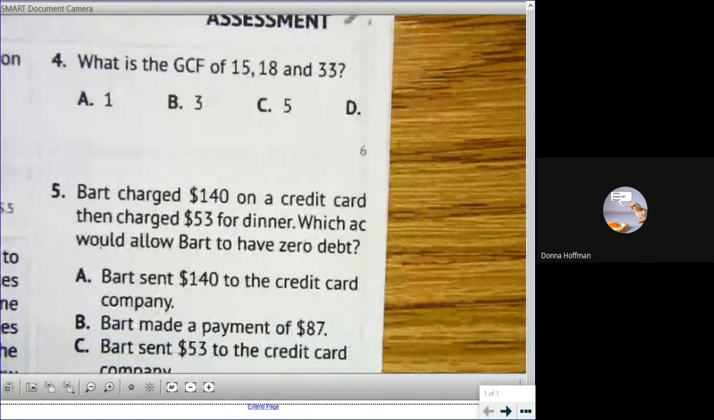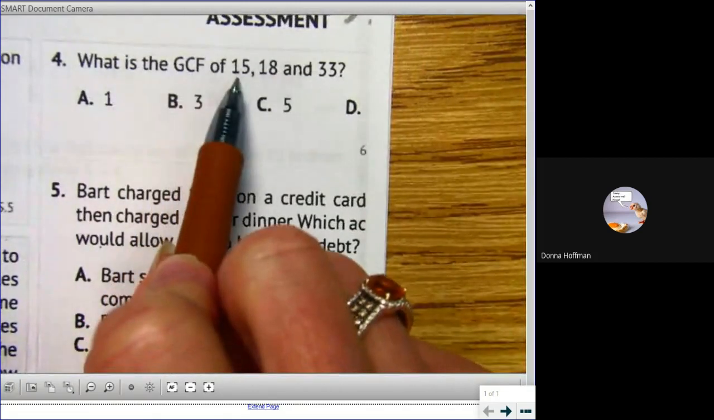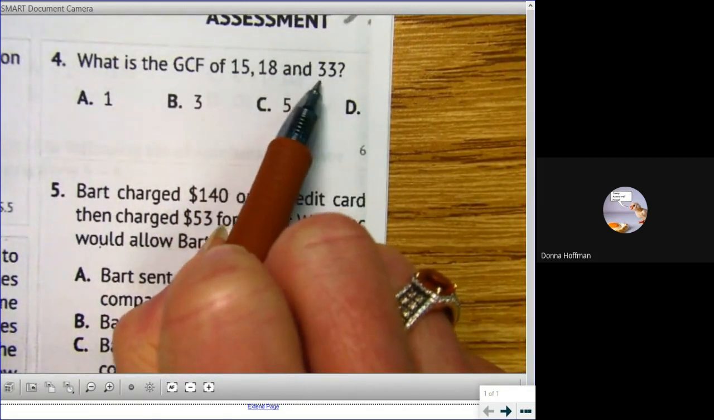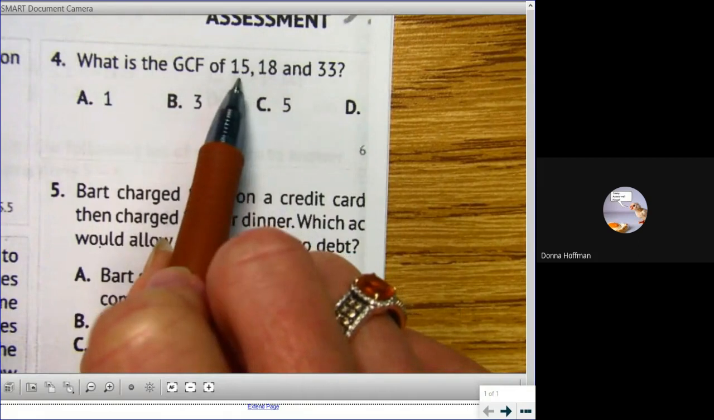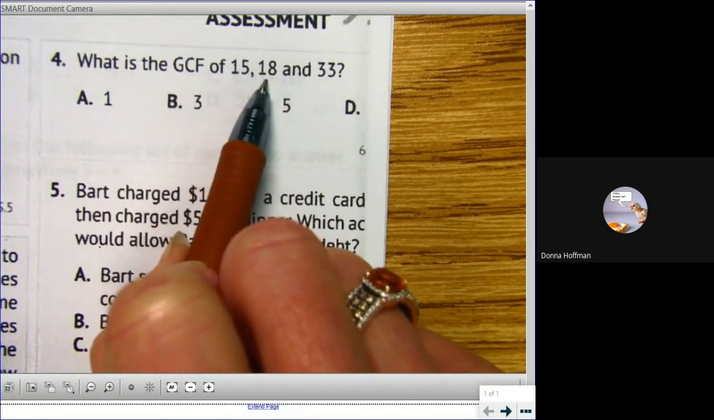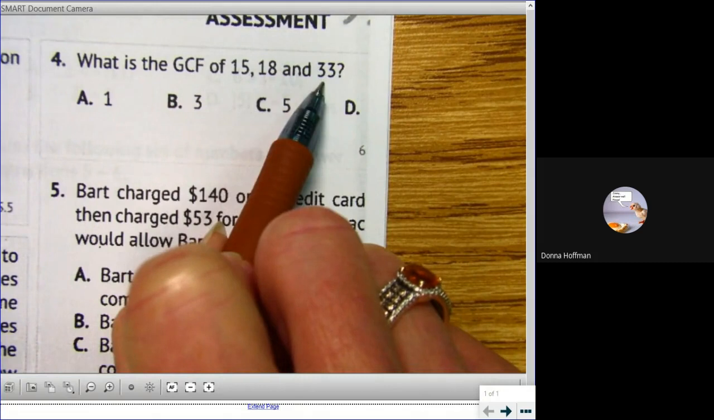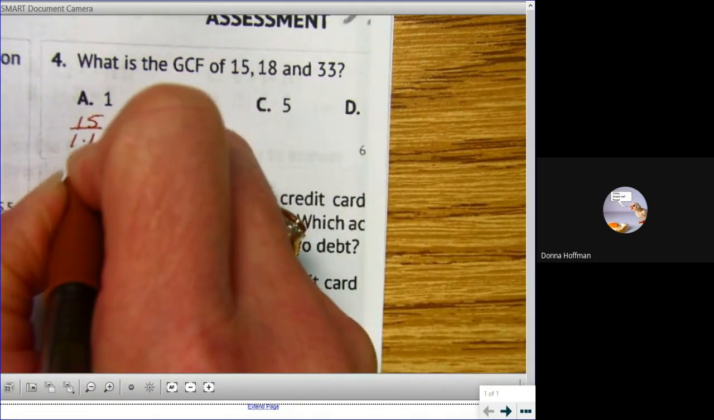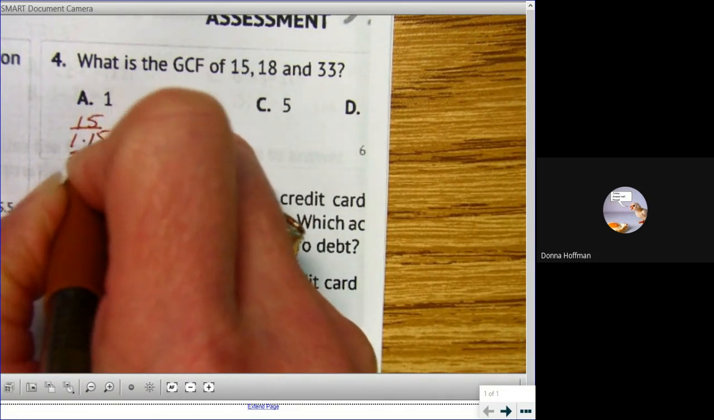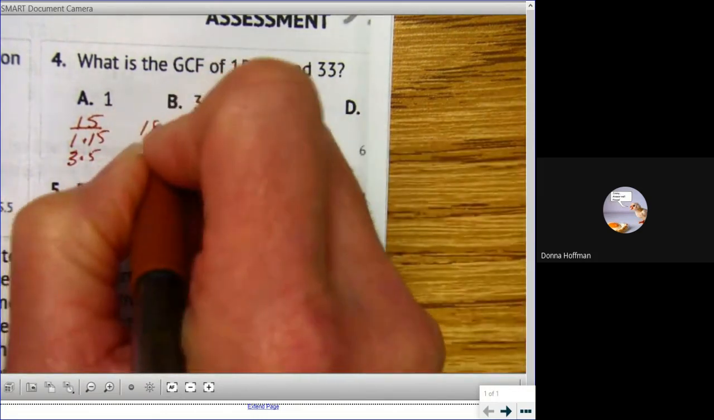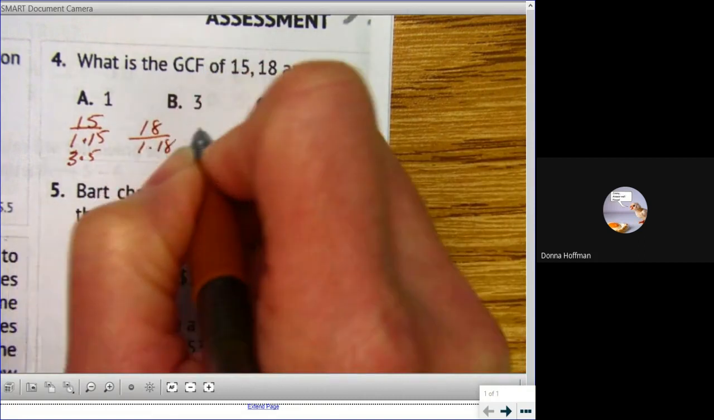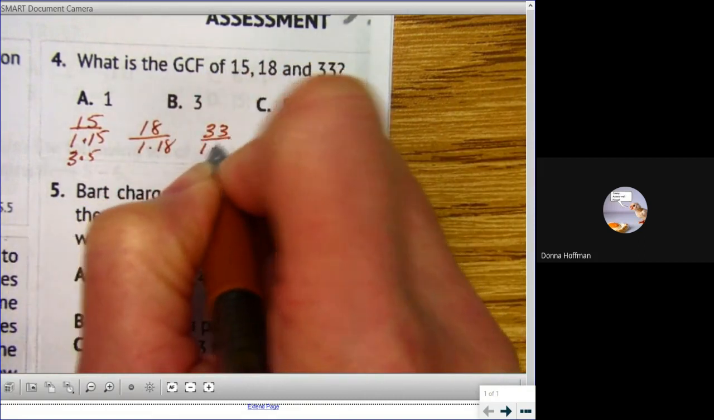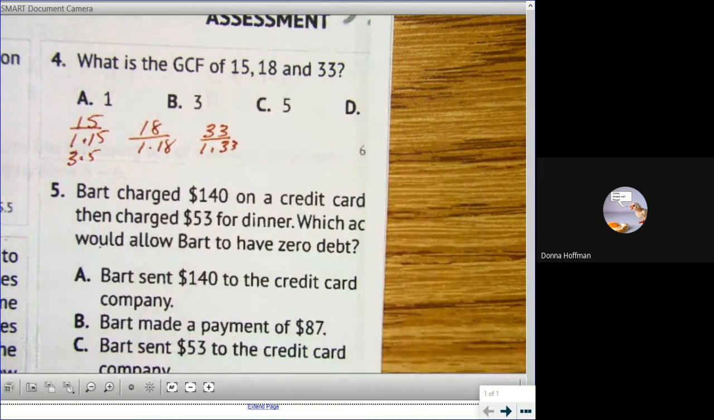Number 4, what is the greatest common factor of 15, 18, and 33? Well, you have to get all your factors for 15, all your factors for 18, and all your factors for 33. I'm not saying skip count. I'm saying factors. For example, 15 would be 1 and 15, and 3 and 5. And then 18, you would list all of those, 1 and 18. 33, you would list all of those. And then you would find the greatest common factor, the biggest number that they share.